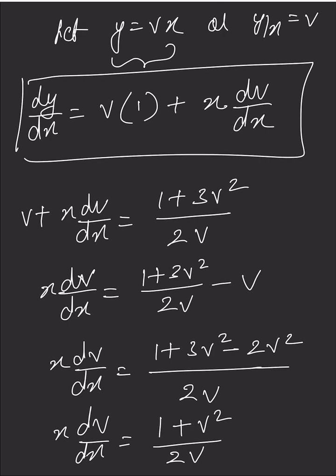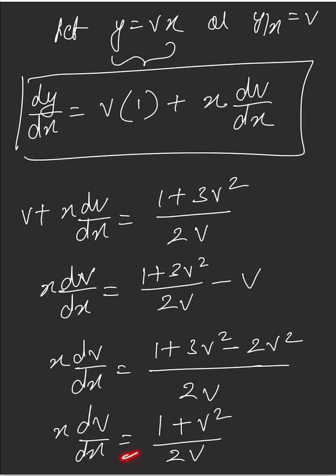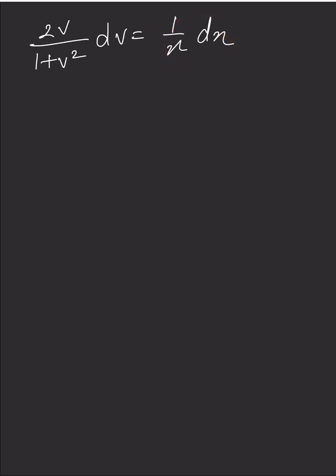So now we get 2v upon 1 plus v square dv is equal to 1 by x dx. What I have done is transfer 2v to the numerator and this down. dv remains at the same place. dx goes here and x goes down. So this is a cross multiplication.